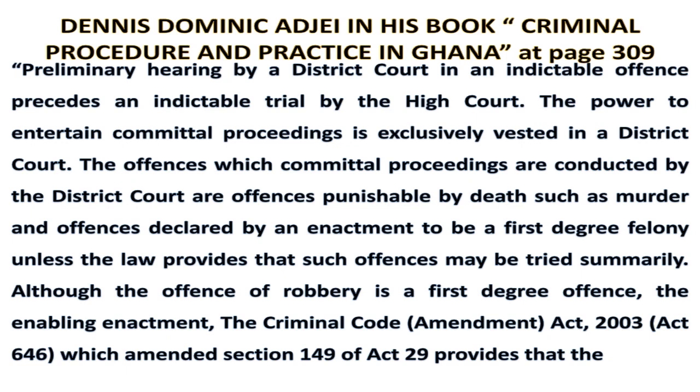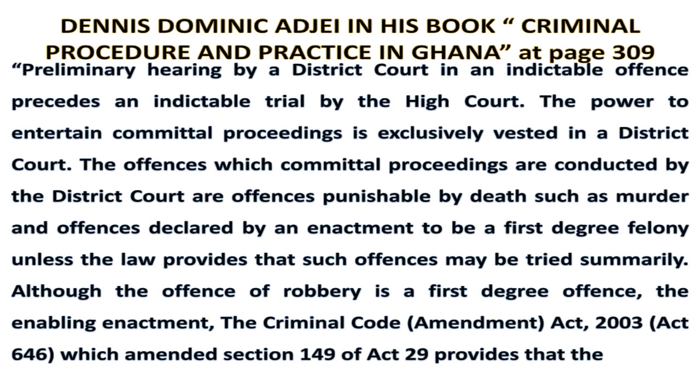the offenses for which committal proceedings are conducted by the district courts are offenses punishable by death, such as murder, and offenses declared by an enactment to be a first degree felony, unless the law provides that such offenses may be tried summarily. In other words, there can be some first degree felonies that, even though they are first degree felonies, the law will provide that they can be tried summarily. Then the learned author goes ahead to give an example.